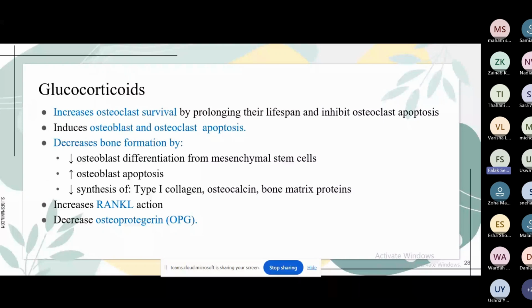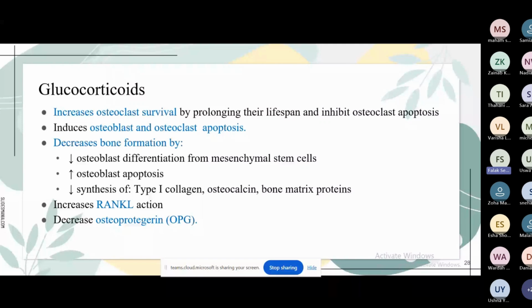Now, this is very important, the role of glucocorticoids. Glucocorticoids are often given to reduce inflammation in various types of diseases, right? So, glucocorticoids increase osteoclast survival by prolonging their lifespan, and they also inhibit osteoclast apoptosis. They also induce osteoblast apoptosis.